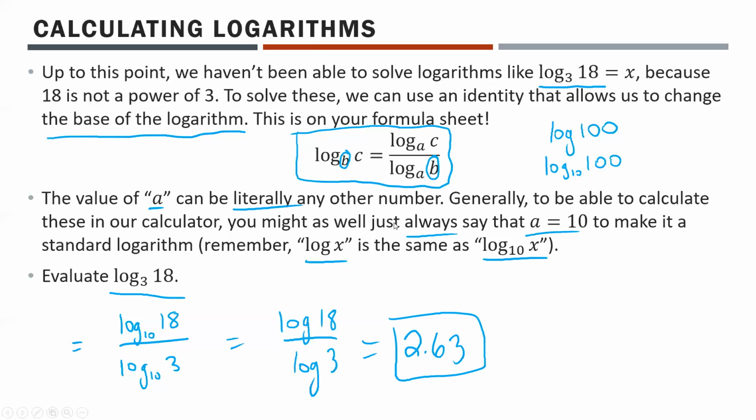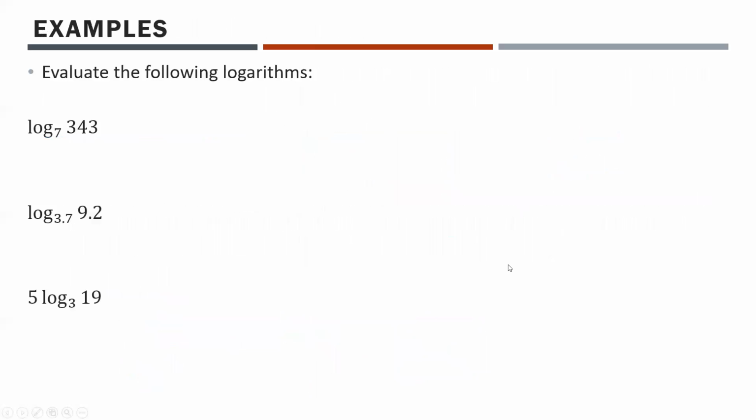All right, let's do some more questions on this. Evaluate the following logarithms. First one, log base 7 of 343. If you really know your powers of 7, you're probably scratching your head as to why we're doing this one, because it actually is going to be a whole number. 7 to the power of something does equal 343.